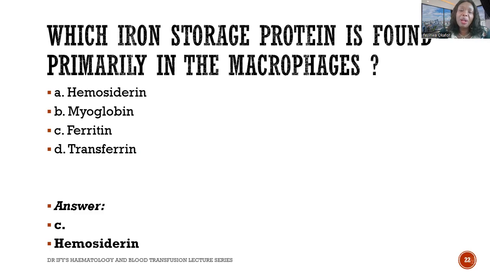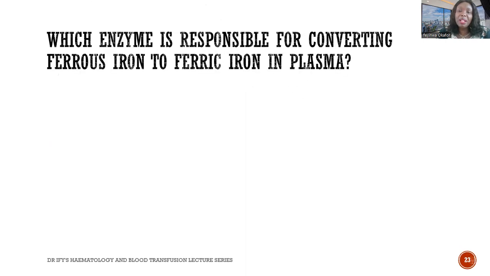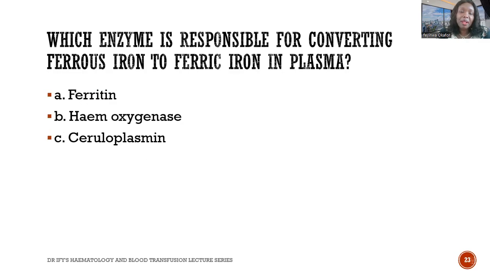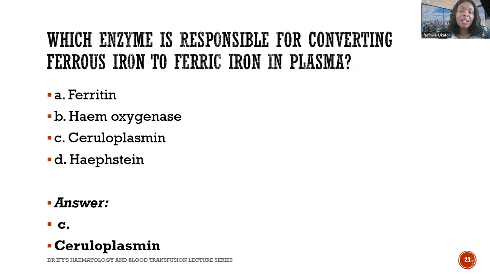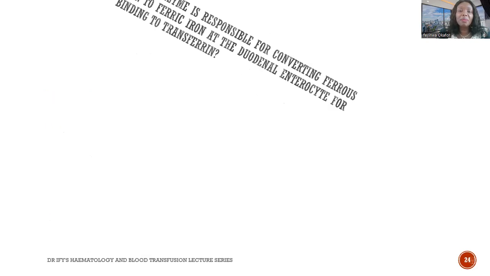Hemosiderin is found primarily in the macrophages. Which enzyme is responsible for converting ferrous iron to ferric iron in plasma? Ferritin, heme oxygenase, cellular plasmin, hepcidin. Answer C, cellular plasmin. Cellular plasmin is responsible for converting ferrous iron to ferric iron in the plasma.